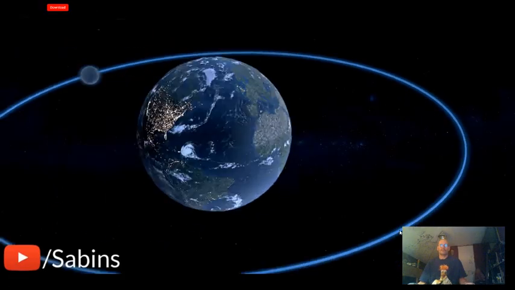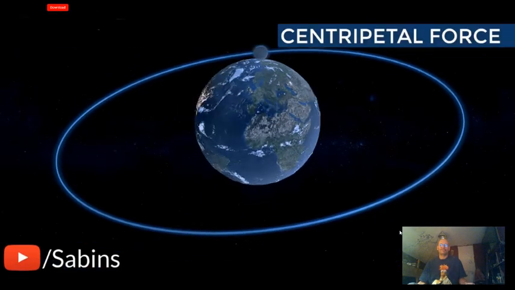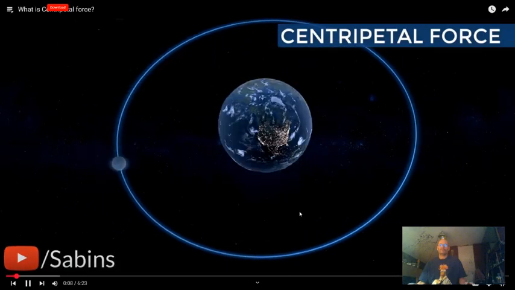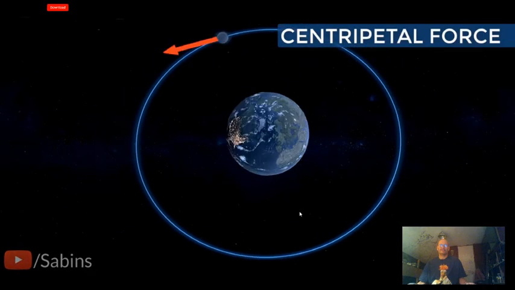At first glance, centripetal force looks strange. Consider this situation. The moon revolves around the Earth. The moon has a velocity as shown at a particular instant.